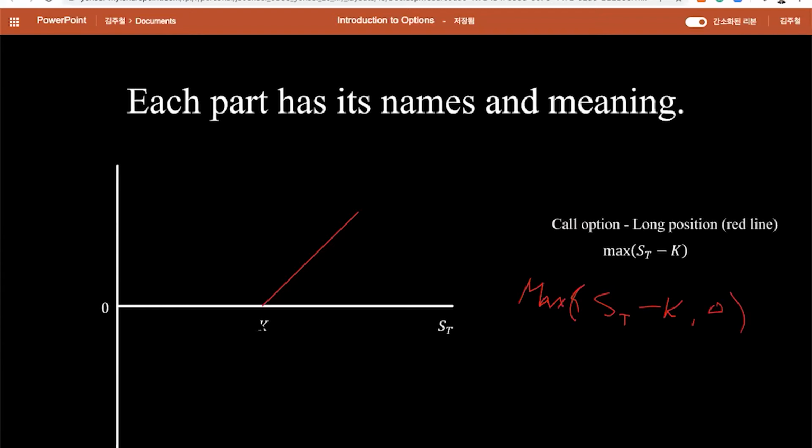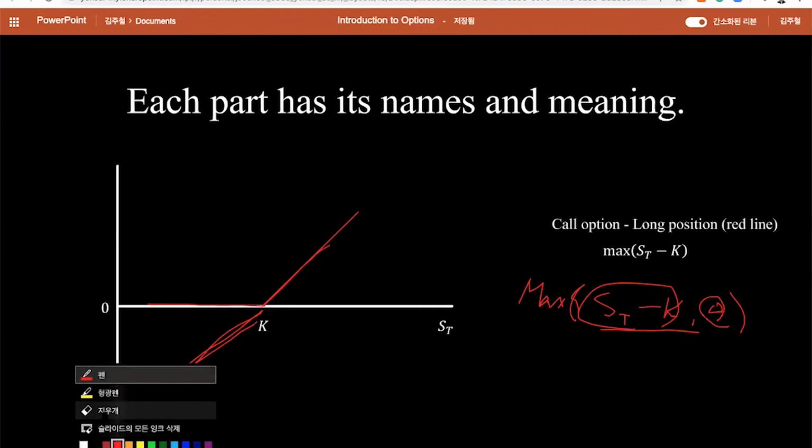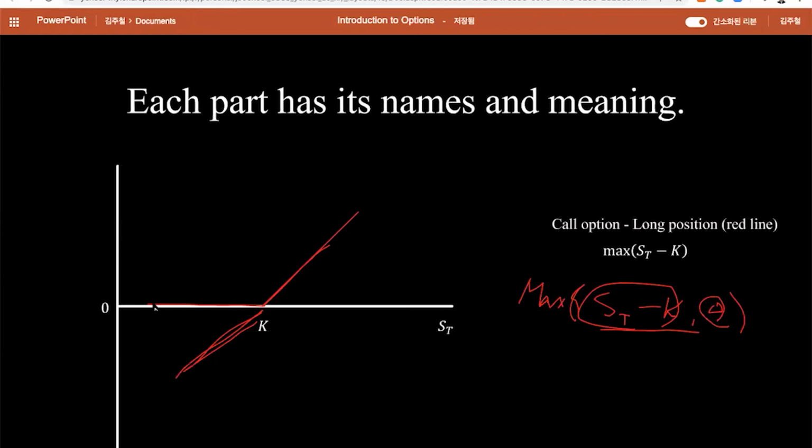So the actual formula for this one is the max of ST minus K and 0. You can see that in the long position of a forward contract, there was this part which is the obligation, but I want to make it 0. If this part is positive, then you will get this line. But if this part is negative, then the maximum will be as our formula. So there is a mistake, but I think you can understand what I'm talking about. So I'm just going to erase these things.